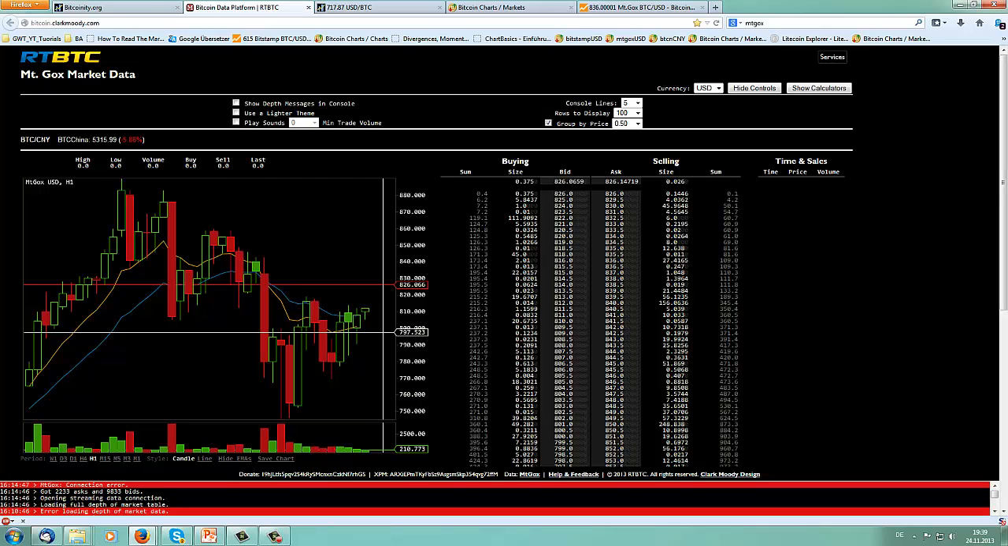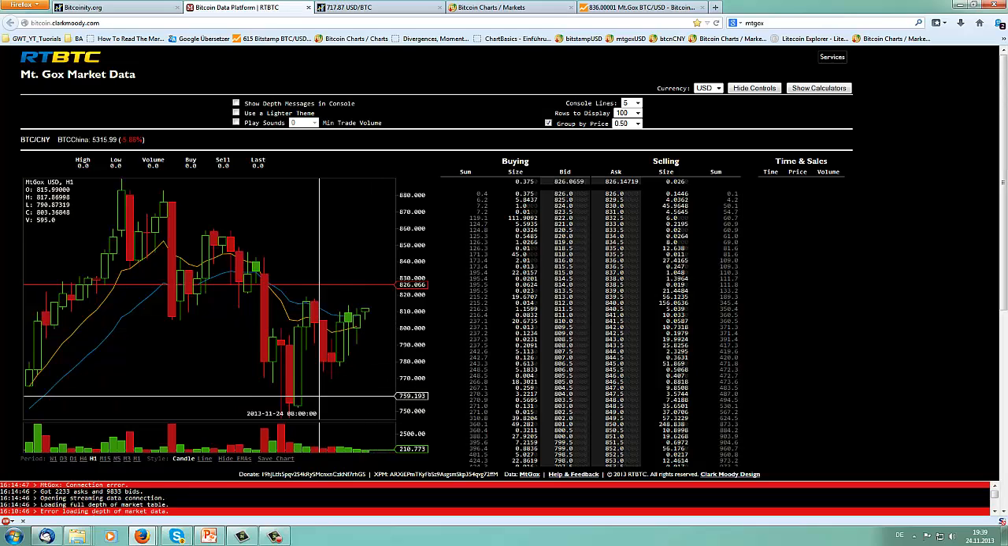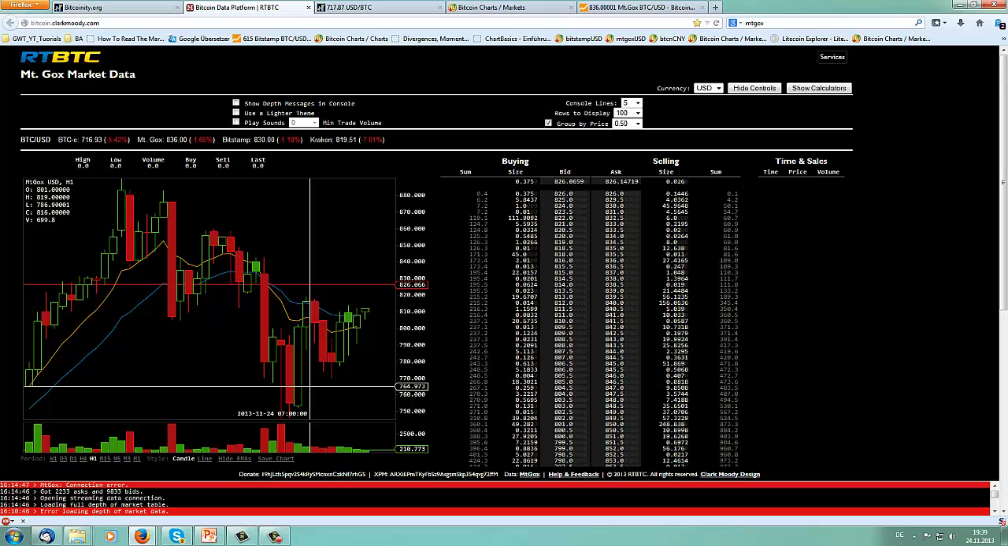It's just a way to use the information given by candlesticks. Another really informative thing here is the volume per each trade, as you can see down here.